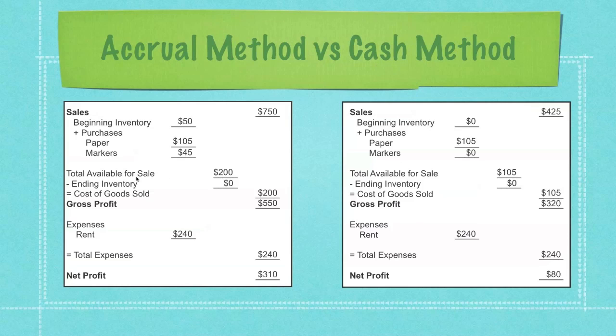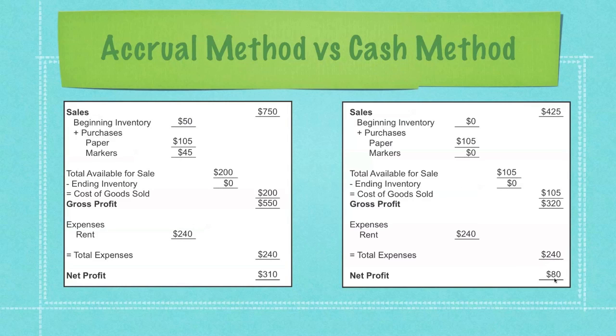This gives us a total available for sale of $200, and here a total of $105. Once we subtract out our cost of goods sold from the sales amount, you get a gross profit of $320, while in the accrual method it's $550, and then you subtract out your cost for rent on both of these sides, and you can see with the accrual method you had a total net profit of $310, while on the cash method you had a net profit of only $80. So this is why you use the cash method. Tax benefits, that is it.